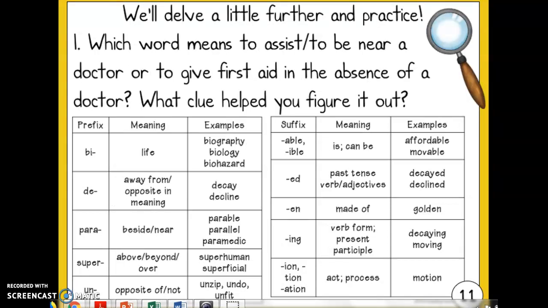Now we're going to delve a little further and practice, okay? We're going to look and see if we can find which word means to assist or to be near a doctor, or to give first aid in the absence of a doctor. And then we're going to see if we can figure out which clue helped you figure it out. So as you're looking at this chart, you're going to try to see if you can find the meaning that matches to assist or to be near. That's the first thing you're going to want to do.